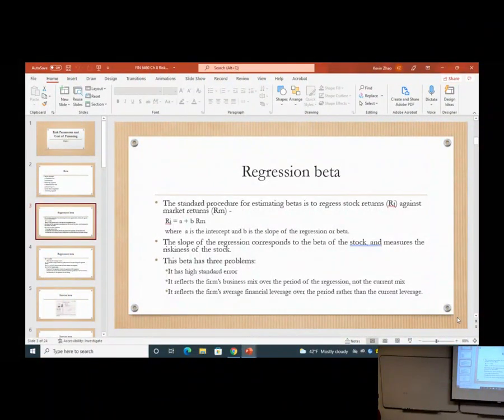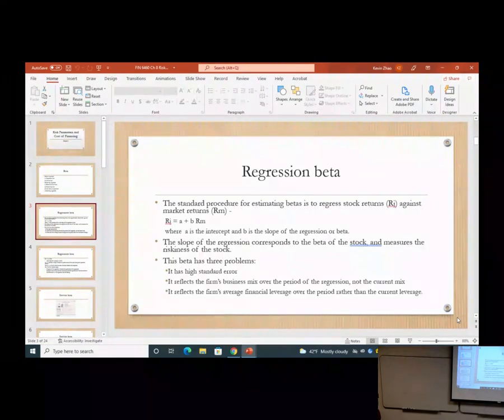Right? And the second, this beta is past beta. In the future, if the business mix of the company changes, then this beta is useless. And the third one is this beta reflects the past financial leverage of the company. If in the future company has different capital structure, then this beta is once again useless. So anyway, this beta reflects the fundamentals in the past. In the future, if you have different business fundamentals, the beta is going to be completely different.